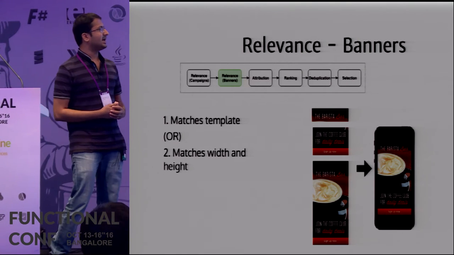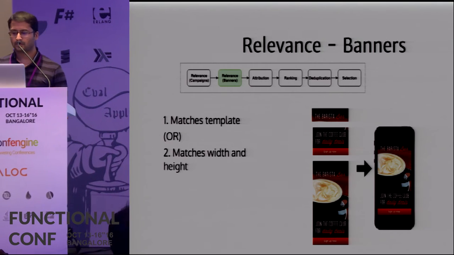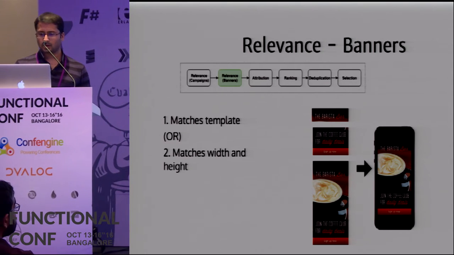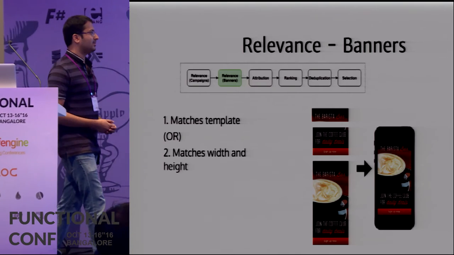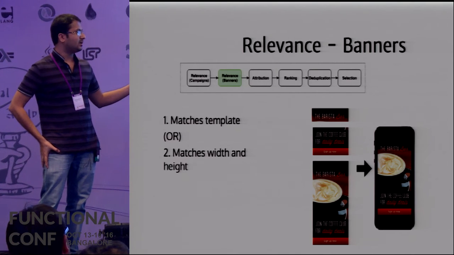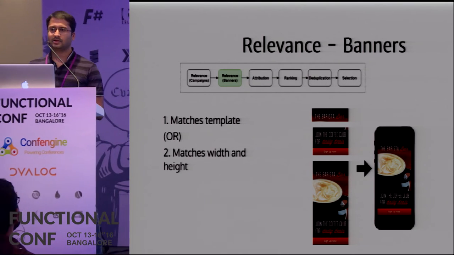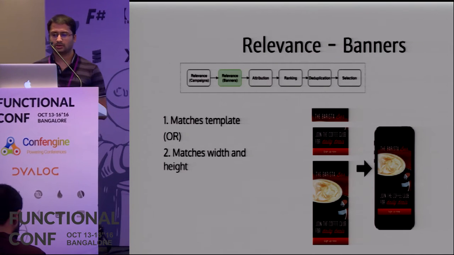So the next step in ad selection is to select relevant banners for the campaigns that you've already filtered out. To give you a very small example for this, let's say you have an ad request and you have a small size banner, a medium size banner, and a large size banner. So this layer basically helps you in showing the right banner for the right request.